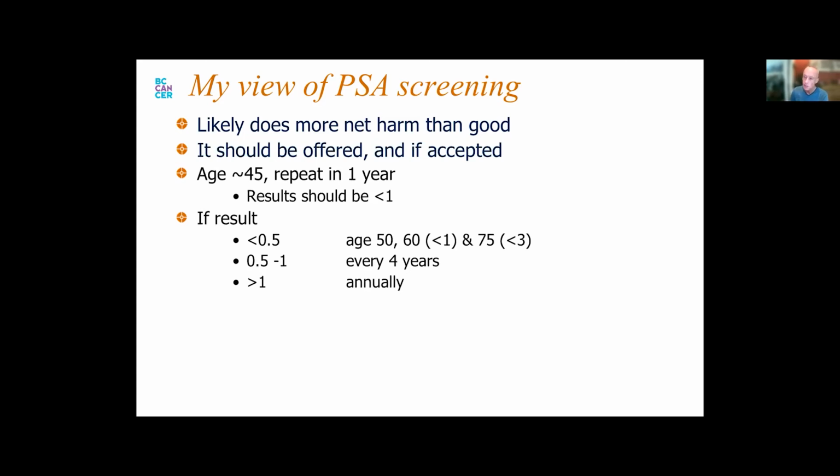So if the result is less than 0.5, just do it when you're 50, when you're 60, and finally when you're 75. And in parenthesis, you have the results that I'd be happy with at those ages. If it's 0.5 to 1, then do it every 4 years. And if it's over 1, do it annually and be prepared to see a urologist.